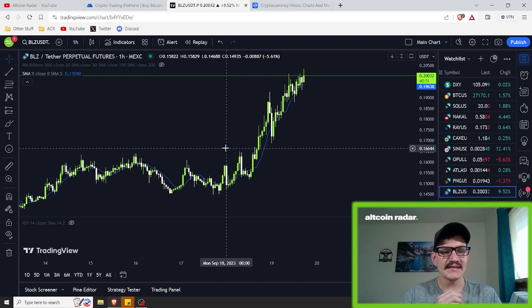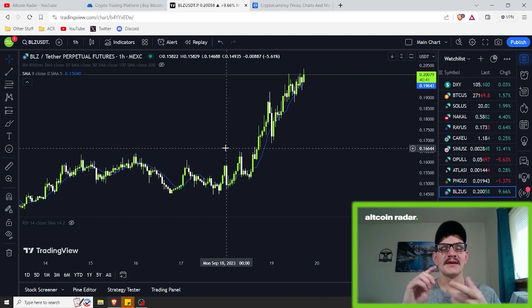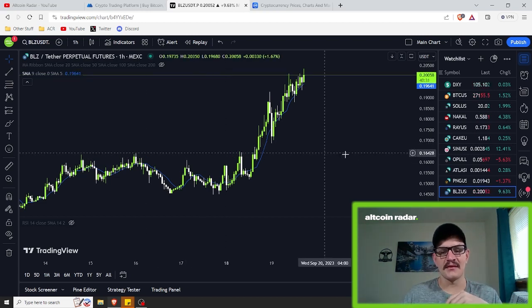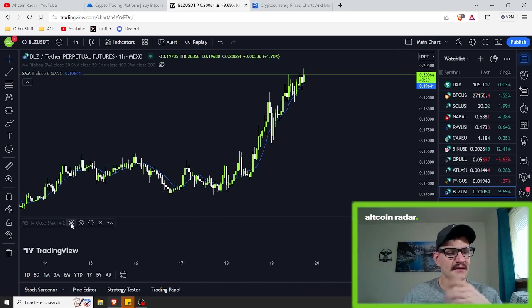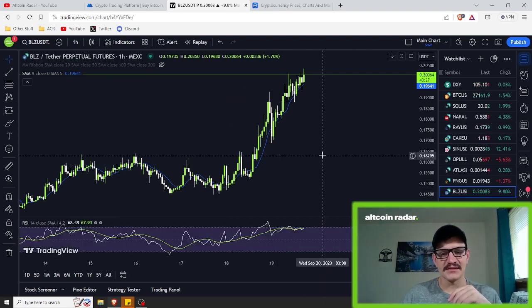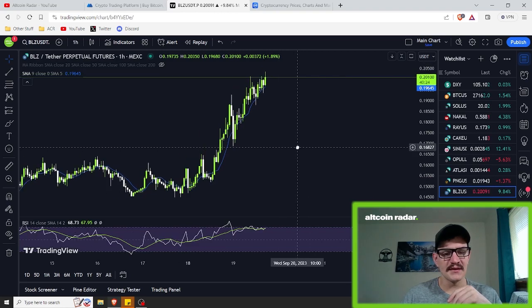Now, the next thing I want to talk about is that you can use it as a confirmation tool. The SMA can be used in conjunction with other technical indicators to confirm trading signals. For example, if an SMA crossover aligns with a MACD signal, it can provide a stronger confirmation for a trade. Or, for instance, I've got the RSI open here right now, so I'll go ahead and show you this right here.